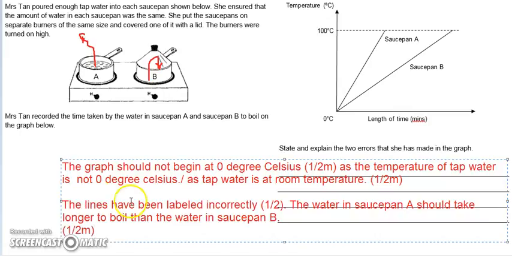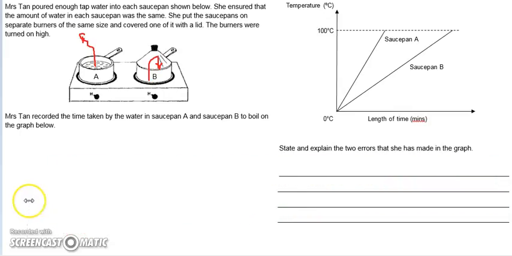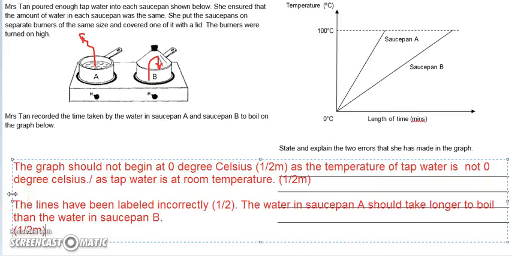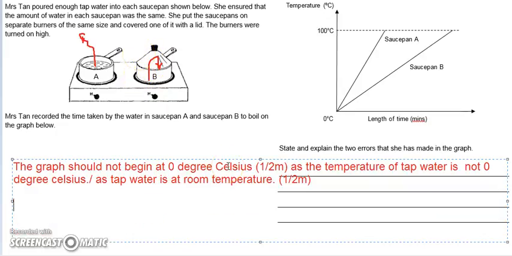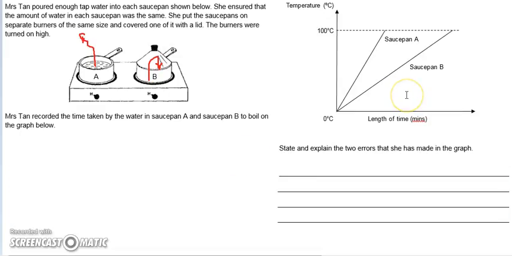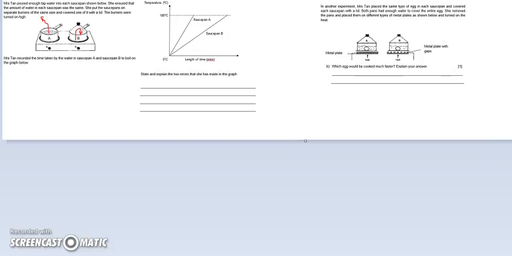Okay, and the second error is that the lines have been labeled incorrectly, because the water in saucepan A should take a longer time to boil than the water in saucepan B, because heat can escape from saucepan A, whereas heat does not escape easily in saucepan B because of the lid. Okay, so these are two possible answers. This is the first part of the question. The second part of the question involves a change in the setup.